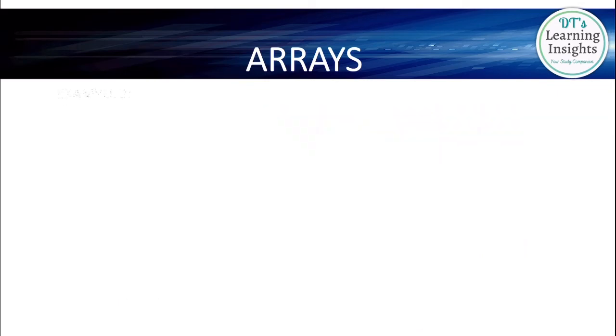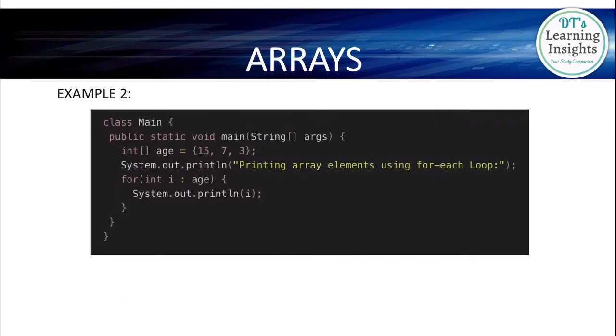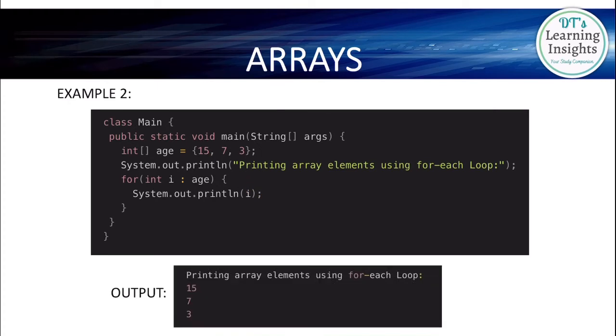Let's see how the same program can be done with the help of for each loop. Again, we are creating the same array called age and printing the statement, and then inside the for each loop, we are having this variable i of integer data type, and that is able to access each of the elements from this array age, and then it is printed. This will be the output.